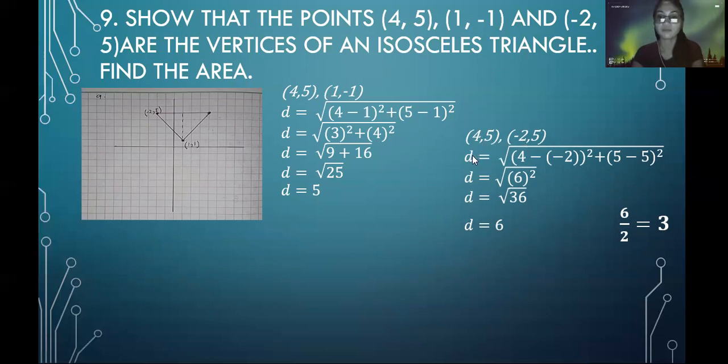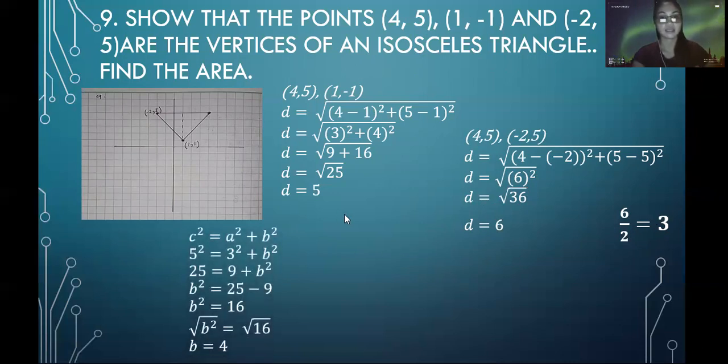So to solve, d is equal to the square root of 4 minus negative 2 squared plus 5 minus 5 squared. 4 minus negative 2 is equal to positive 6. Then 5 minus 5 is equal to 0, so we're going to cancel that out. So d is equal to the square root of 36, which is 6 squared. Then the square root of 36 is positive 6. So 6 over 2 is equal to 3.